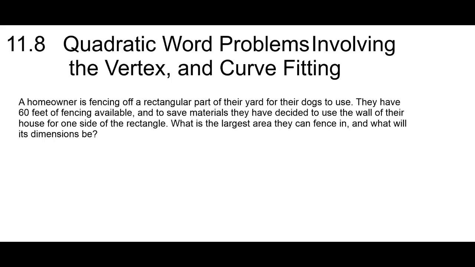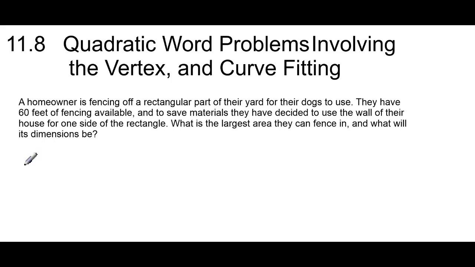This homeowner is trying to make one of these little rectangular dog runs for their dogs. In their garage or tool shed or something, they find that they've got 60 feet of fencing available. And the smart way to use that fencing is to put it up against the side of the house so that of the four sides of the rectangle, one of the sides doesn't need to be fenced. You only have to fence the other three sides.